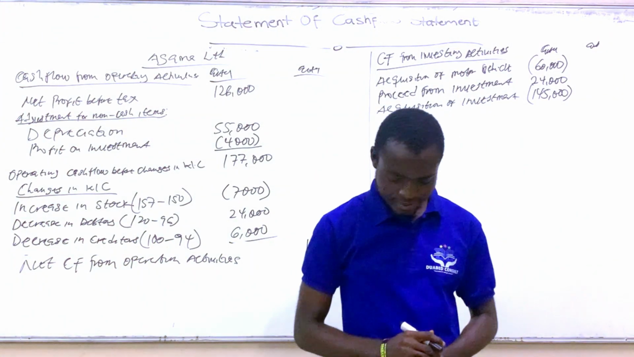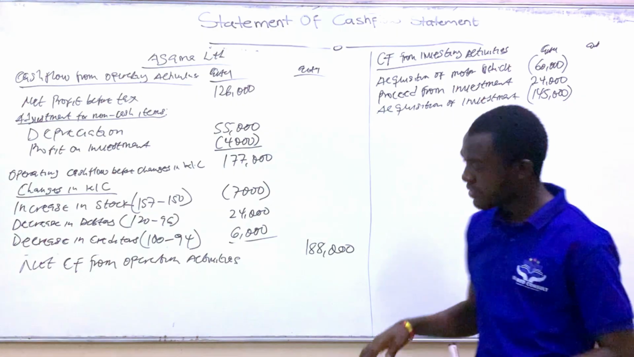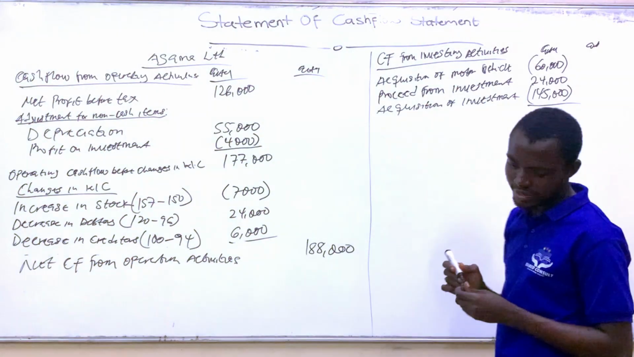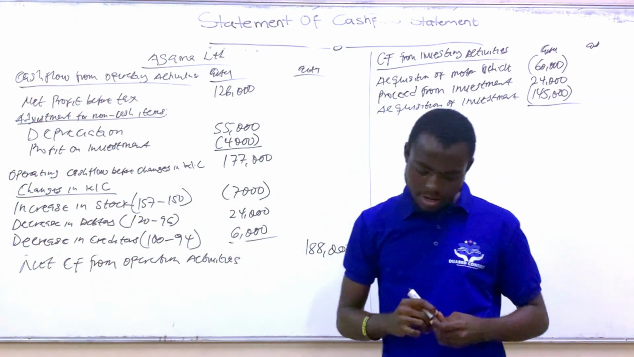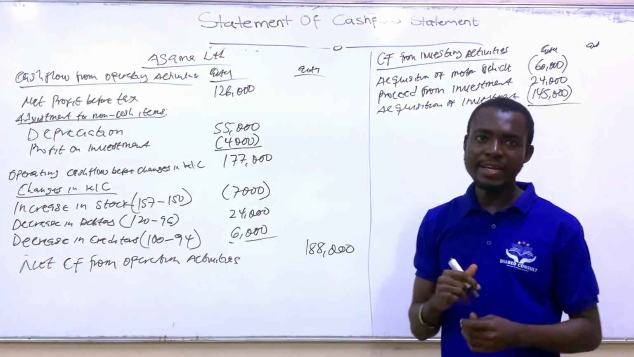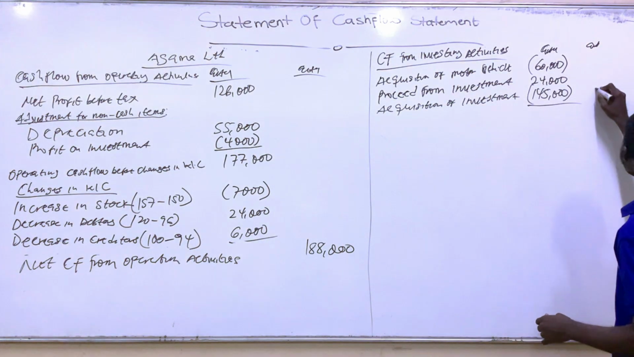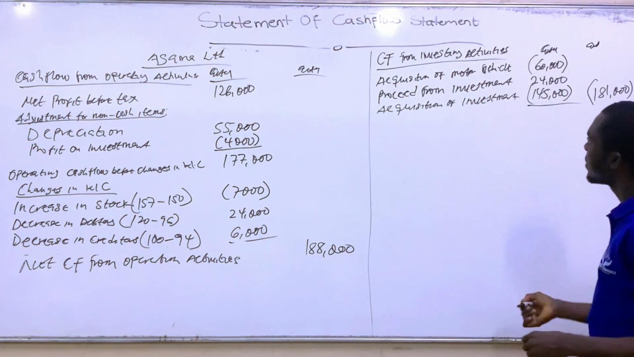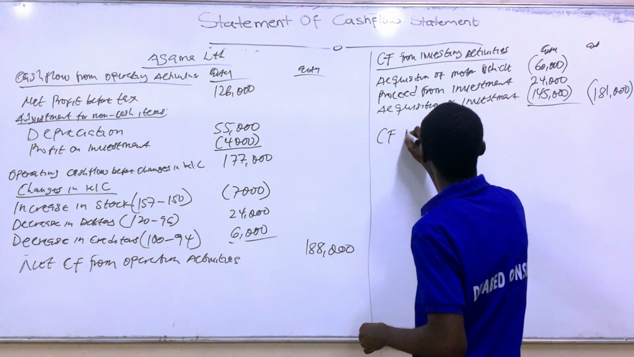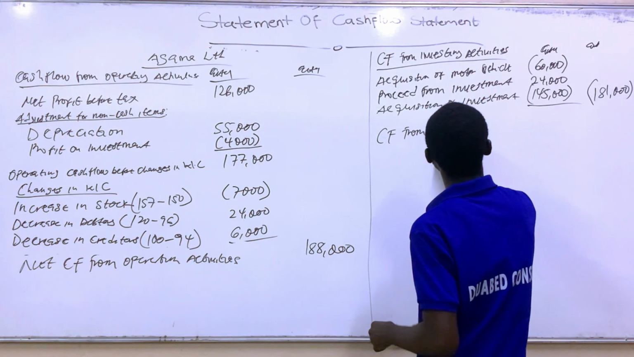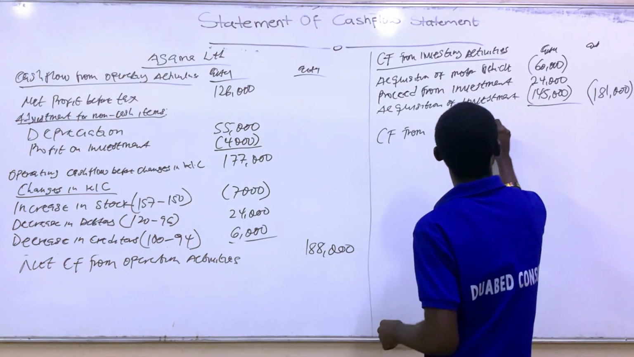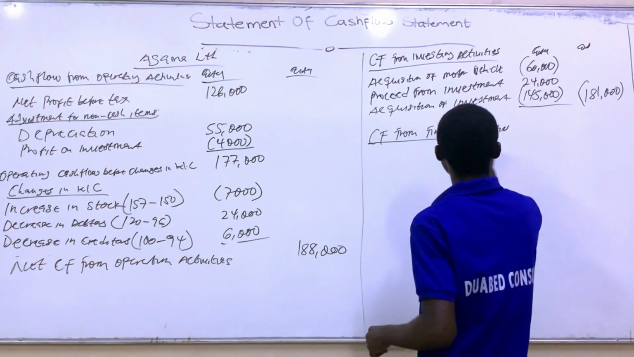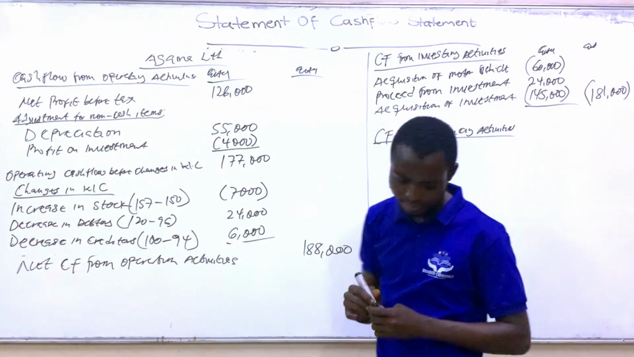So you are done with the investing activity. So we find the total figure for the investing activities, and then we get negative 181,000. For the next will be the cash flow from financing activities.